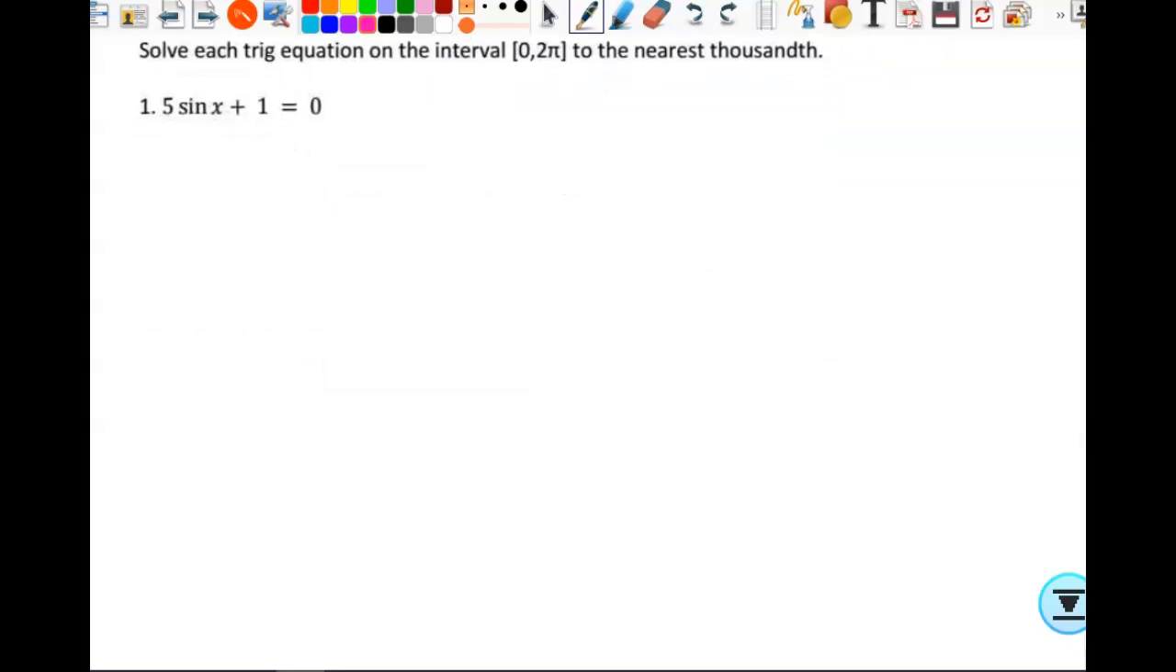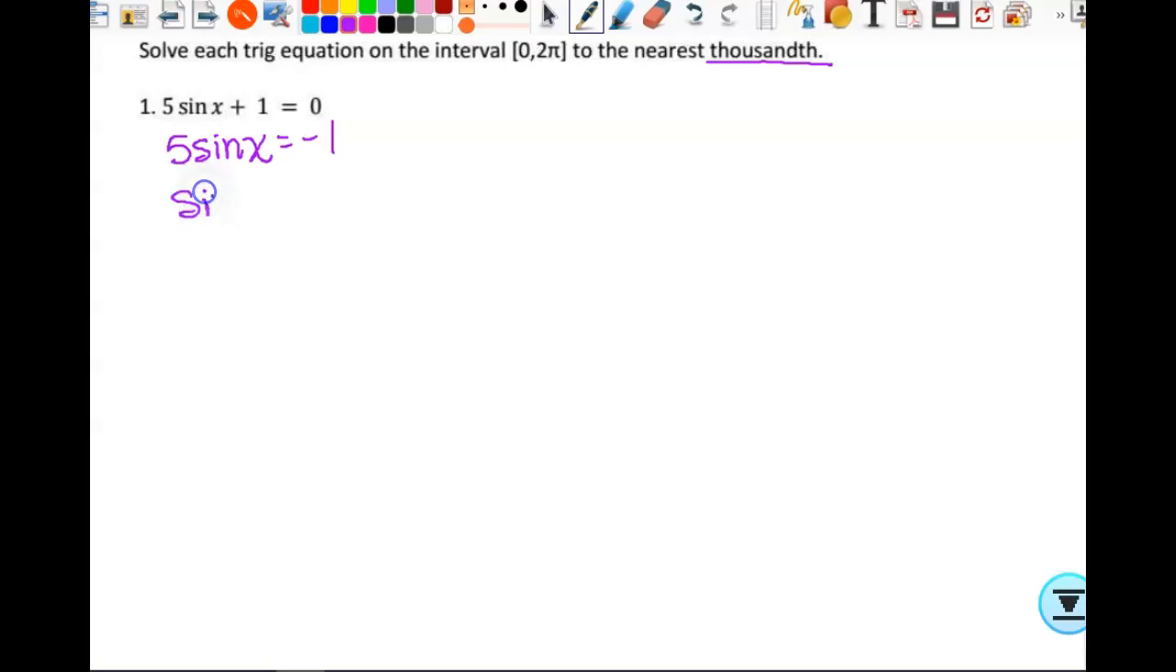Okay. So we're going to solve this trig equation on the interval from 0 to 2 pi to the nearest thousandth. How many decimal places is that? 3. You always go to 3 unless you're told otherwise. All right, so we have to solve this equation. It's not a quadratic. I don't see any need to factor. This looks like I just need to get sine of x by itself, right? So I'm going to subtract 1 from both sides. You get 5 times the sine of x equals negative 1.